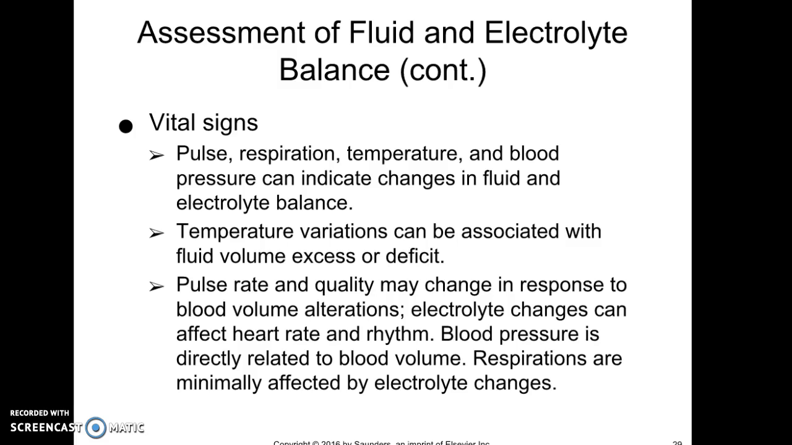Pulse and respiration, temperature, blood pressure, all can indicate changes in the fluid and electrolyte balance. Temperature variations can be associated with either fluid volume excess or deficit, so that one's a little bit tricky. Your pulse rate often will speed up in response to dehydration or hypovolemia, as we call it, low blood volume. Blood pressure will do kind of the opposite. It's going to drop when we have hypovolemia and go up when we have fluid retention.